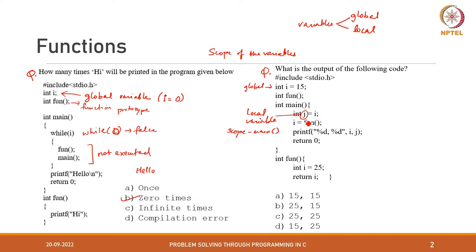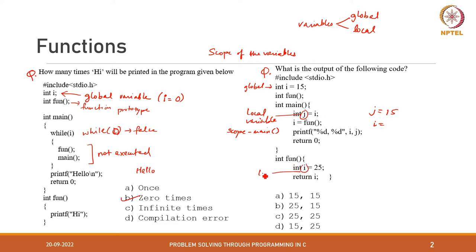Okay. Now j takes the value of i, and what is i here? Till now i has not been defined inside the main function. So this i basically will refer to the global variable i, that is 15, and the value of 15 will be stored in j. Now what happens in the next line? i is equal to fun. We are calling the function called fun, and what that function does is it defines an integer variable called i, which is having the value of 25. So basically this i here is a local variable.